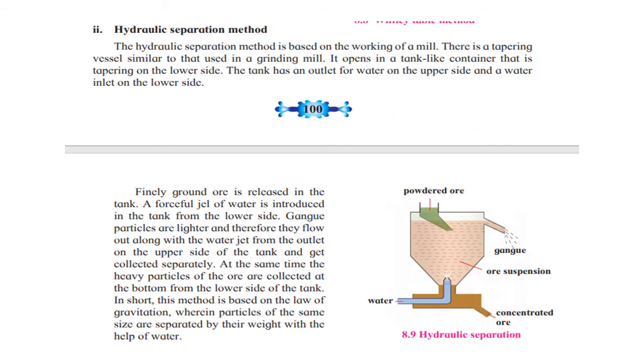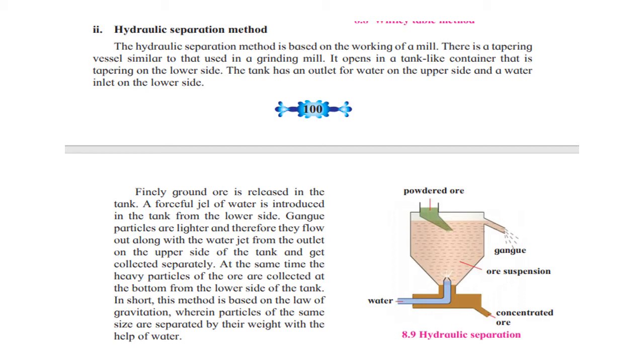Hydraulic separation method. This is also a part of the separation based on gravitation, but as the word hydraulic suggests, it involves water. The hydraulic separation method is based on the working of a mill. There is a tapering vessel similar to that used in a grinding mill, like a cone. It opens in a tank-like container that is tapering on the lower side.